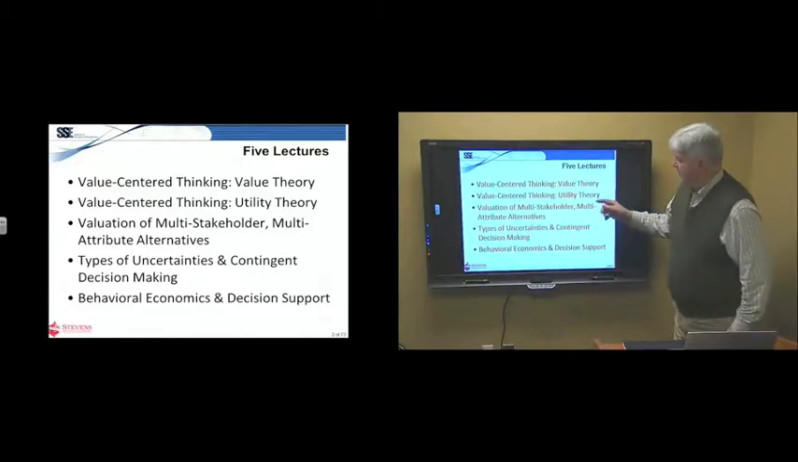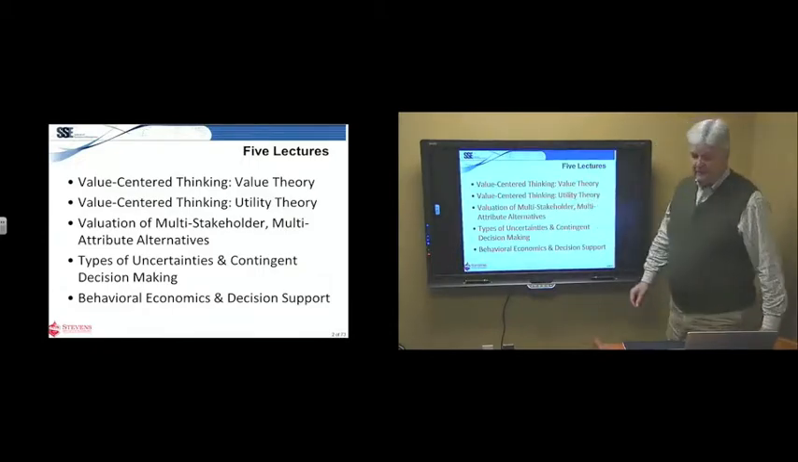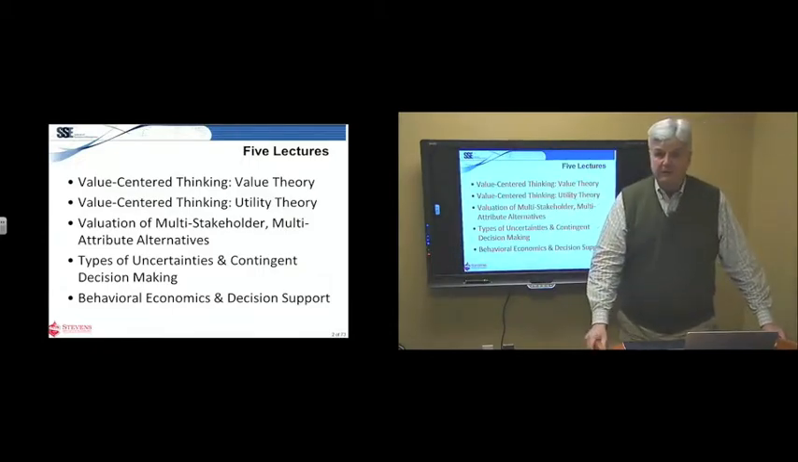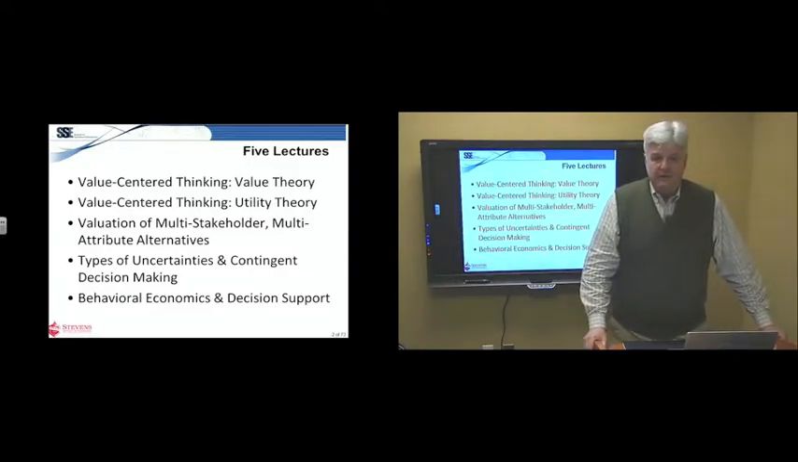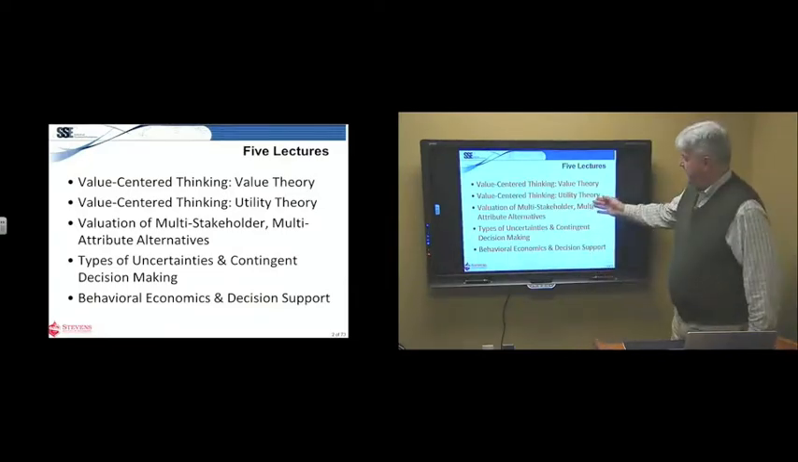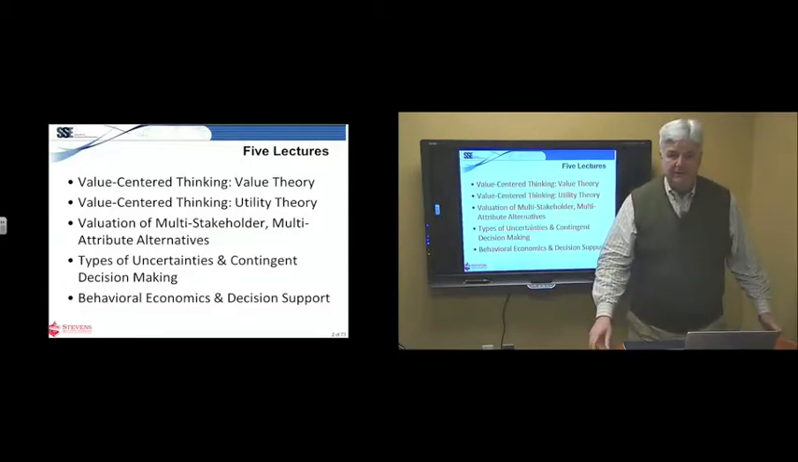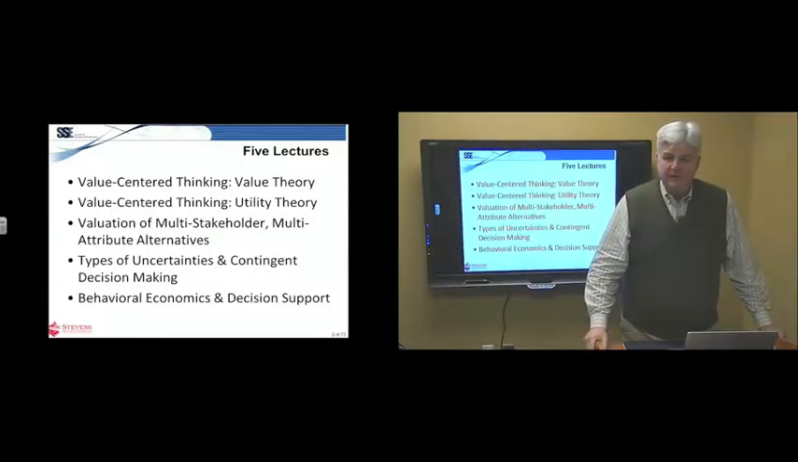The second lecture in value-centered thinking focuses on utility theory. And now we're going to introduce uncertainty and risk. And this lecture focuses on uncertainty about money and how we can take into account people's risk attitudes about money. The third lecture, multi-stakeholder, multi-attribute alternatives. Now we look at alternatives that have multiple uncertain attributes, and there are multiple decision makers.